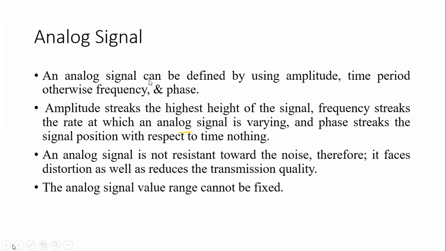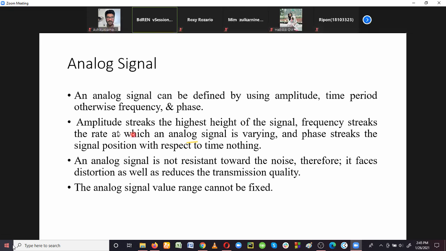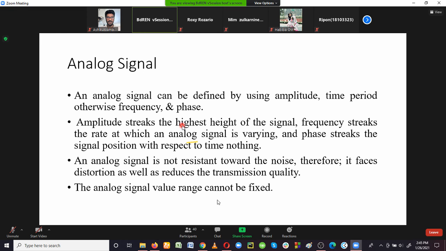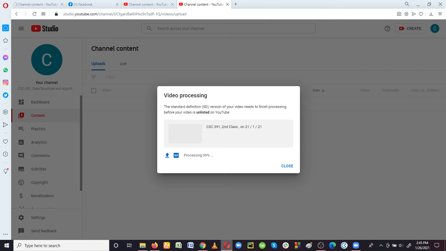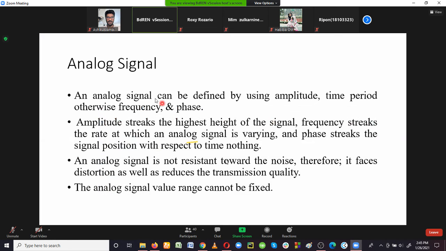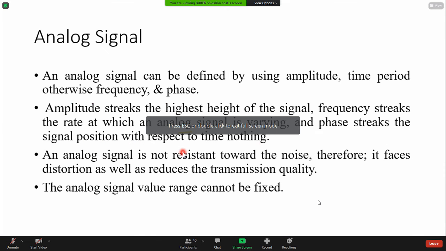Analog signal, that is written here. An analog signal can be identified by using amplitude, time period, otherwise frequency or phases. Amplitude is the highest height of the signal. So you will read all these things. Whatever I told in the previous slide, the description is written there.